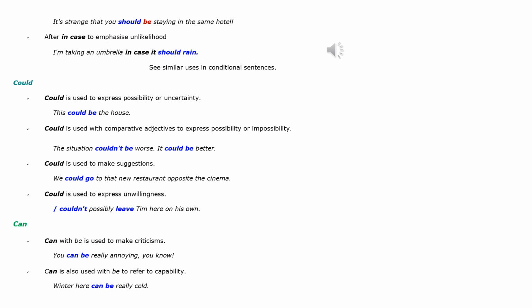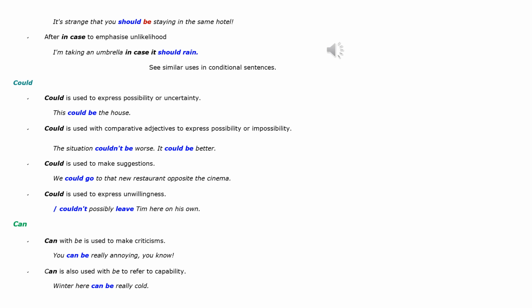Could. Could is used to express possibility or uncertainty. This could be the house. Could is used with comparative adjectives to express possibility or impossibility. The situation couldn't be worse.